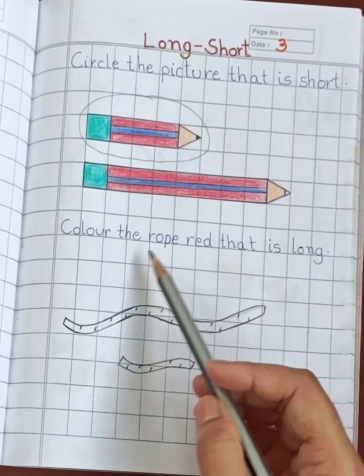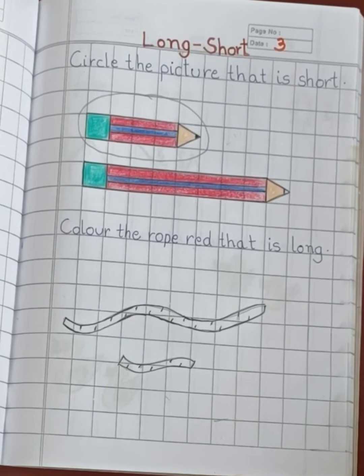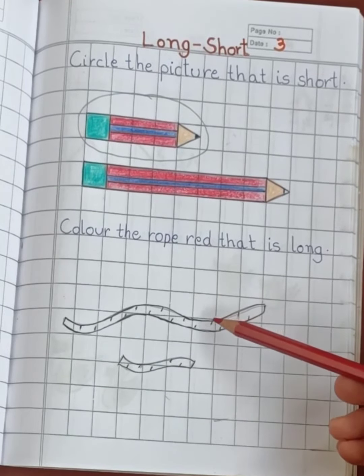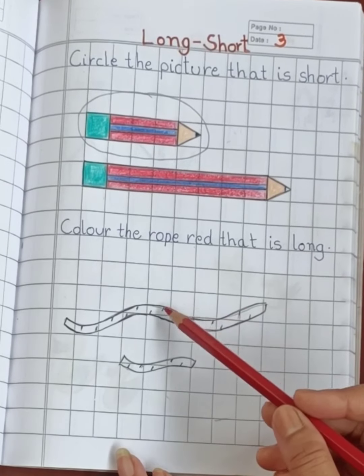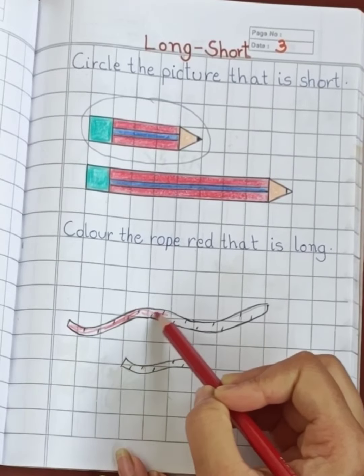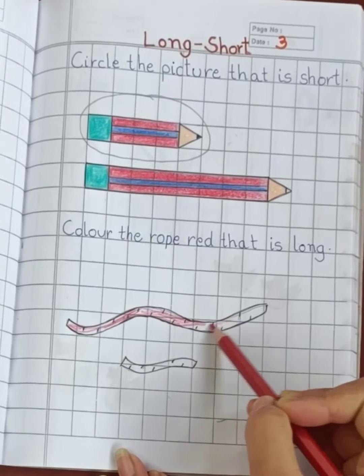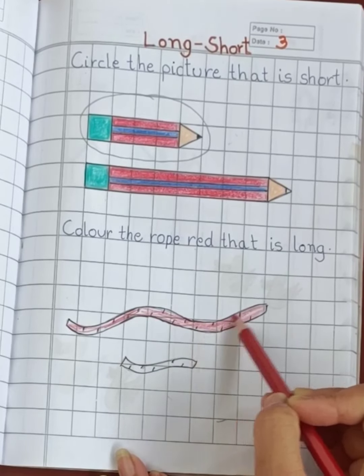Now see the next question, color the rope red that is long. Now tell me children, which rope is long? First rope or second rope? First rope. So we have to color the first rope with red color. So this is red color. Like this you have to color. Okay. Red color. Okay.